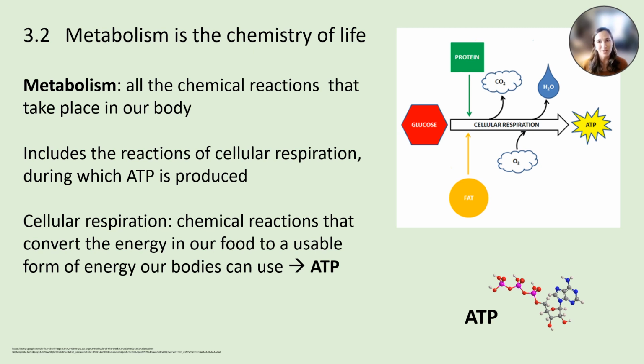You obviously need more energy when you're running a race compared to when you're sitting on your couch watching TV, but you need energy for both of these and for actually everything we do. When we eat our food, we can't use this energy directly. We need to take the energy in the bonds of our food and convert it to usable energy. And this usable energy is ATP, adenosine triphosphate.